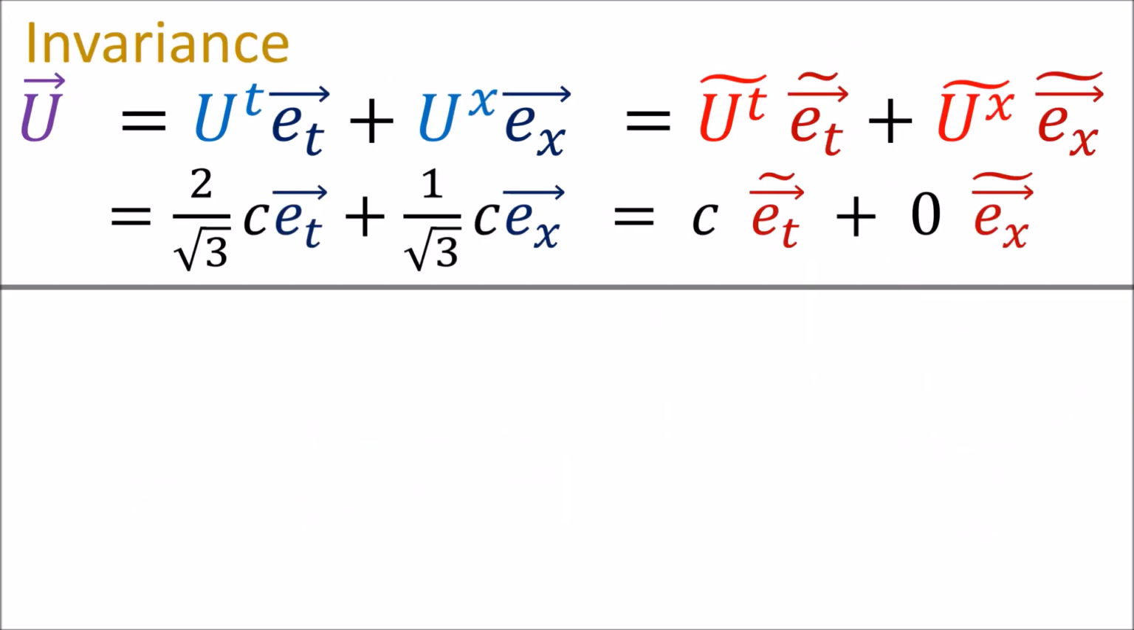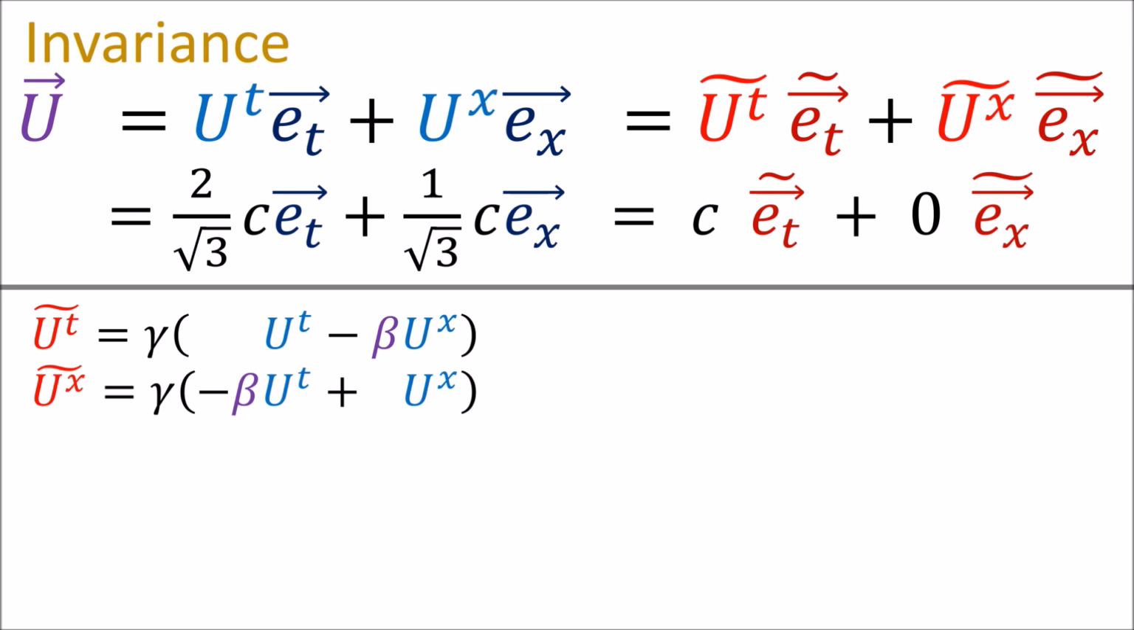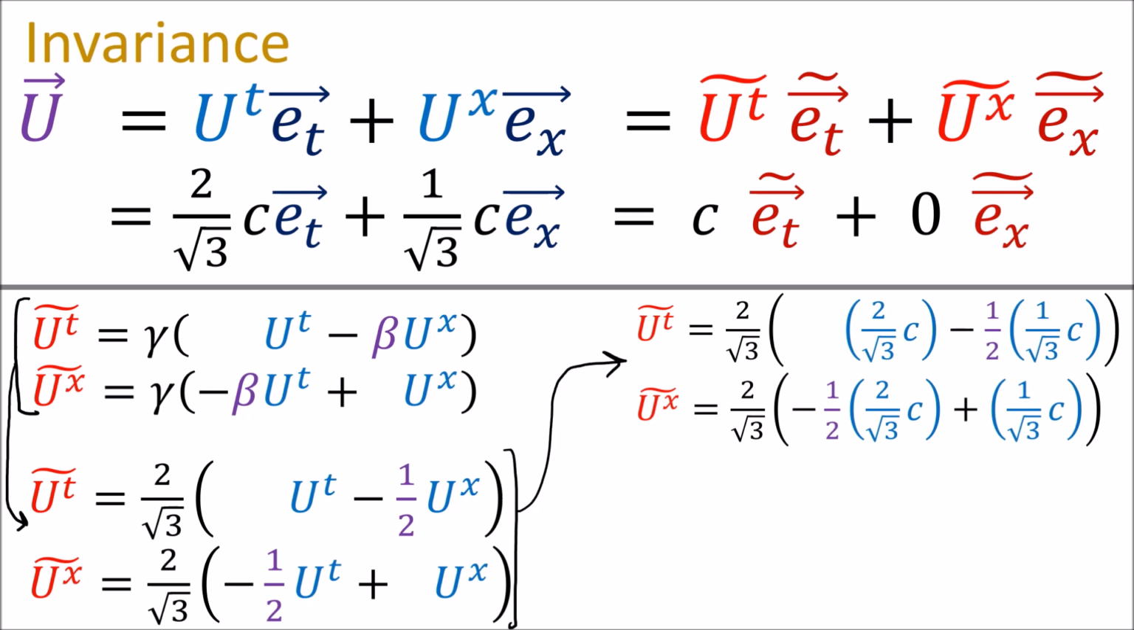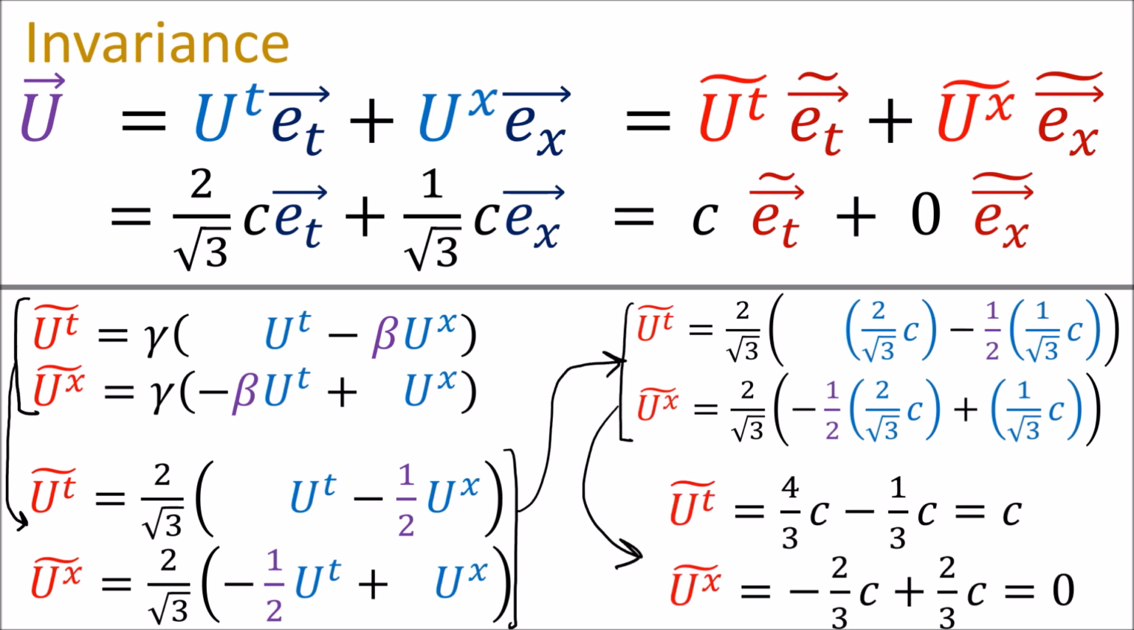We can see that if we take the Lorentz transformation, plug the gamma and beta coefficients in, and also the ut and ux components in Einstein's frame, we get the expected 4-velocity components of ut tilde equals c and ux tilde equals 0 for the car's reference frame. But these components still describe the same 4-velocity vector U.